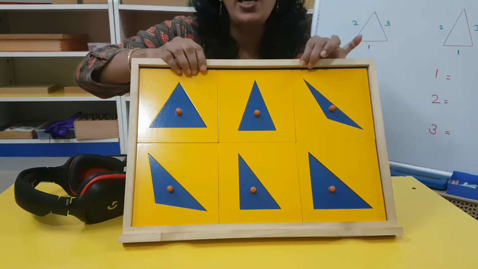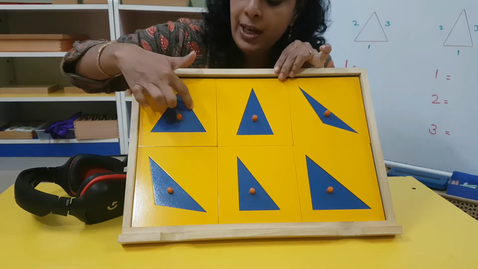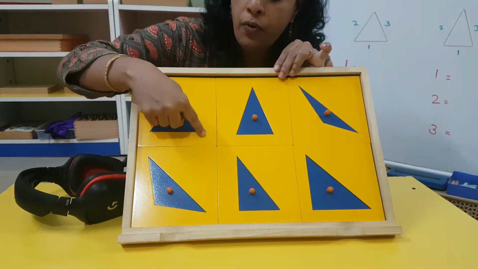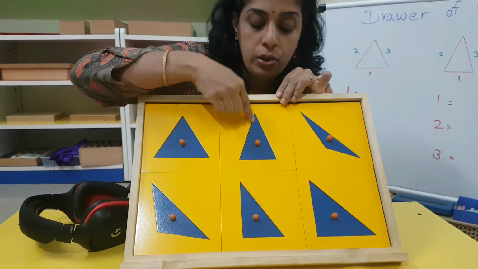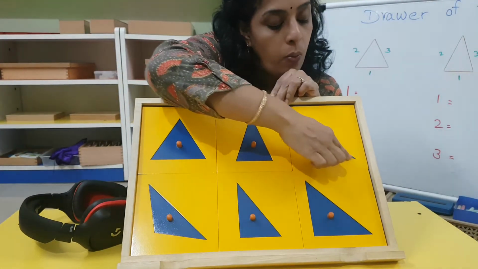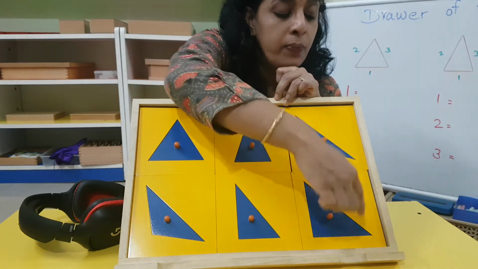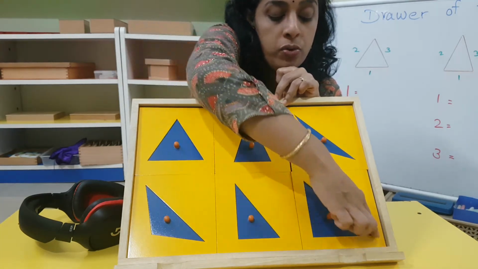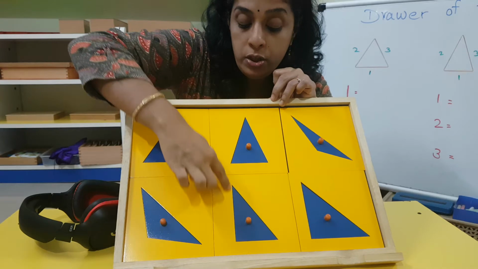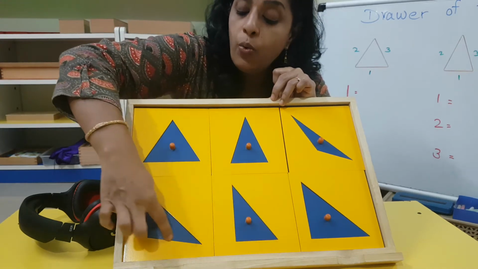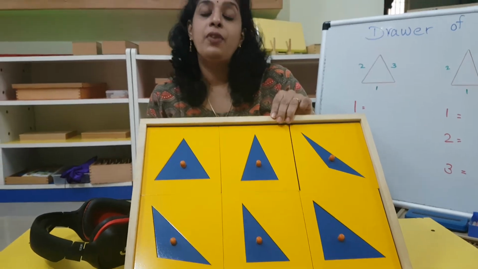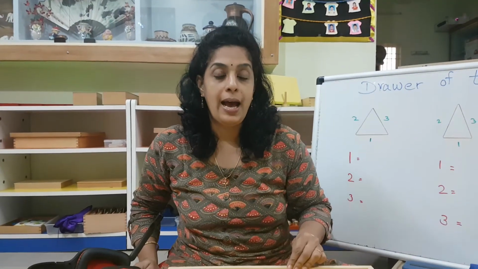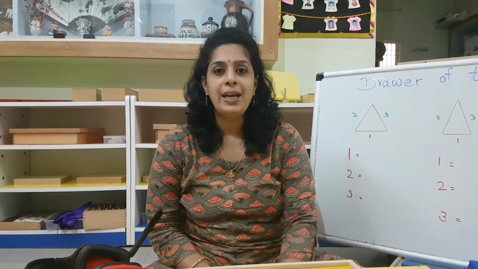If you see, a triangle is any figure which has three sides. If you count from here, 1, 2, 3. 1, 2, 3. 1, 2, 3. So, any three-sided figure is called a triangle. But they are all different, right?